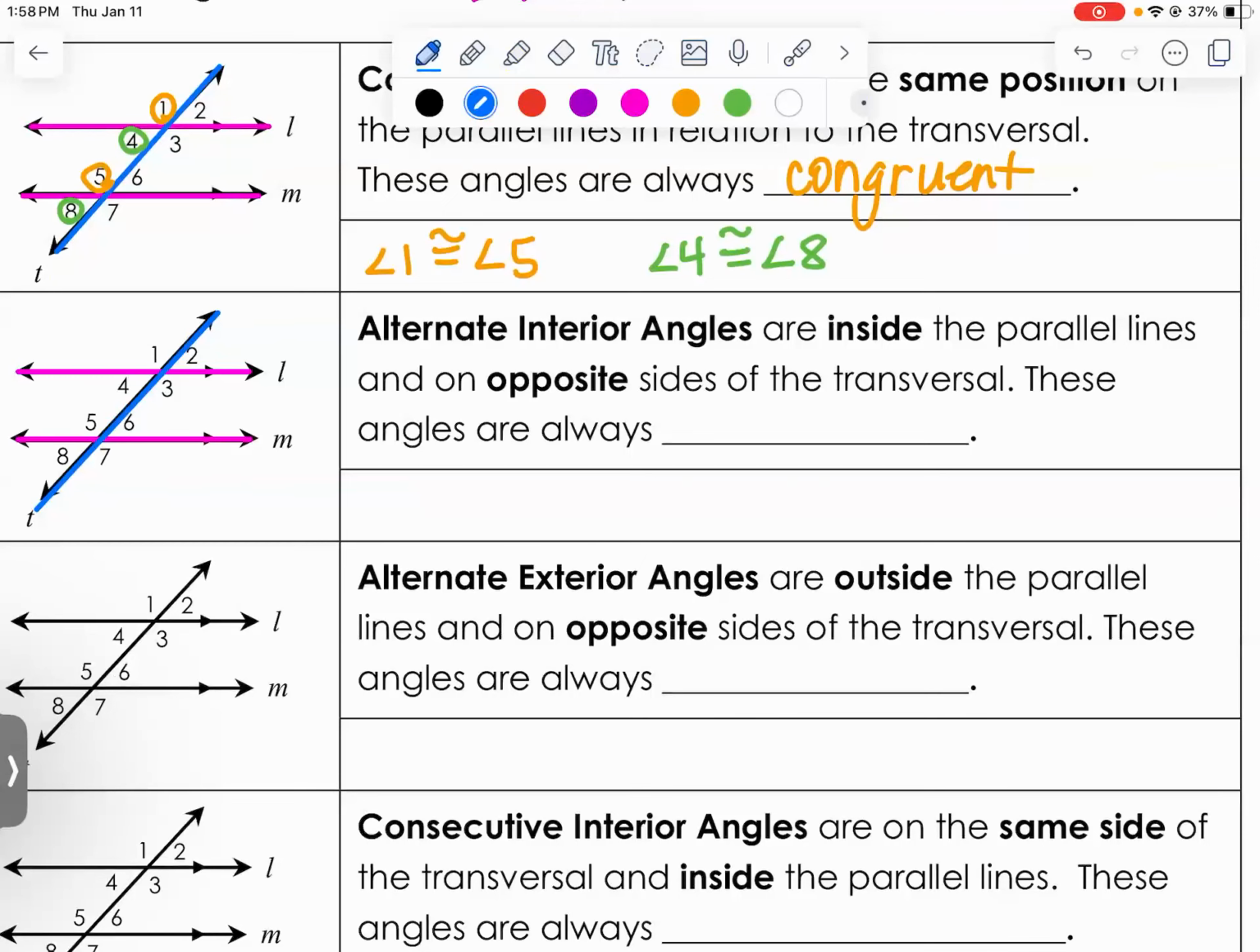They're inside the parallel lines, but they're on opposite sides of the transversal. So if we circle angle 5 here, which angle on the inside is on the opposite side of the blue line? So it needs to be attached to the other parallel line. Okay. So this is what I want you to do. We already know that 1 and 5 are the same. So the angle that you drew, we know is going to match up with 5, right? So put it there on 5.